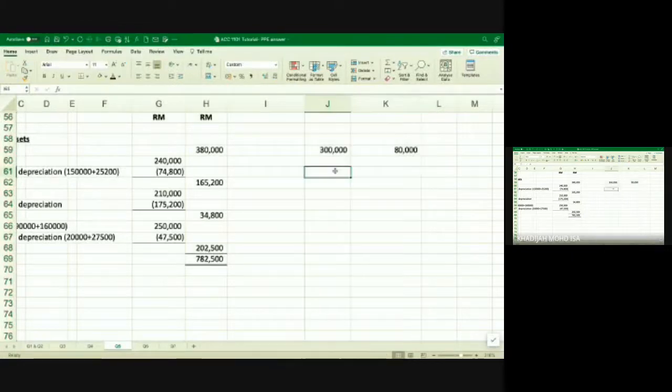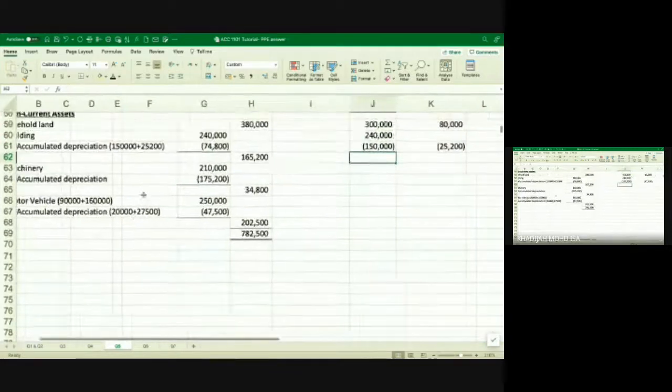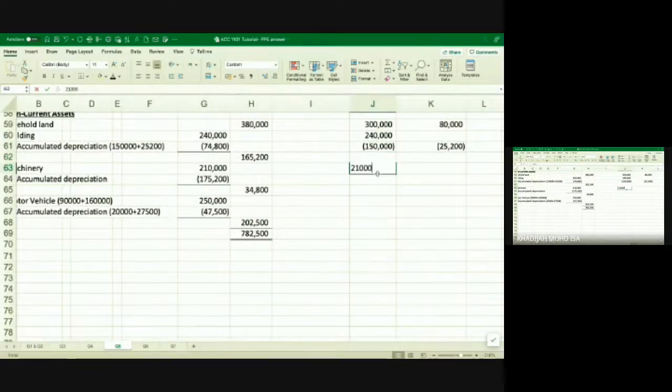Nice. All right. For the building, there's no change, 240,000. For your accumulated, initially it was 150,000, and then you add another 25,200. But remember that your accumulated is always negative because it's a contra asset. So don't forget to have the negative figure here, right? And then what else we have? Machine, initially it was 210. You do not buy another, so there's no change.